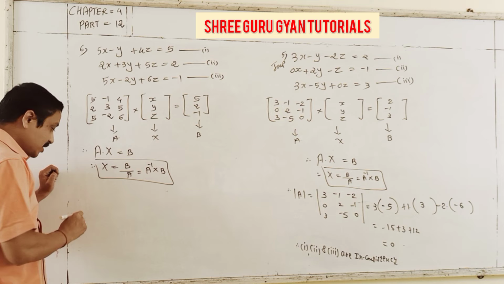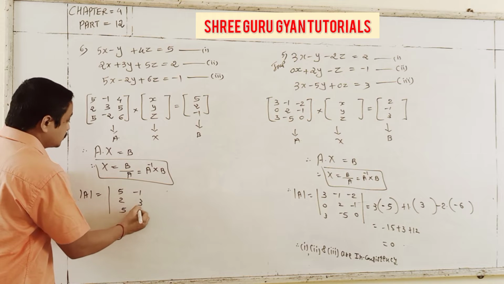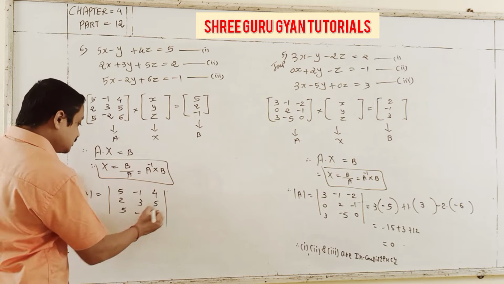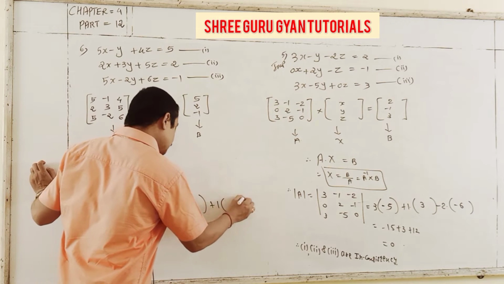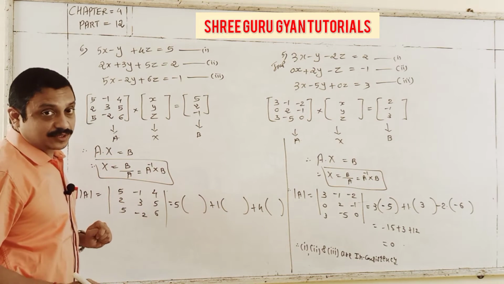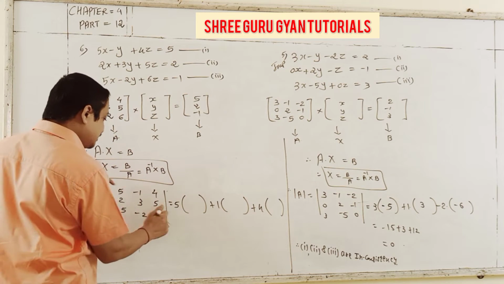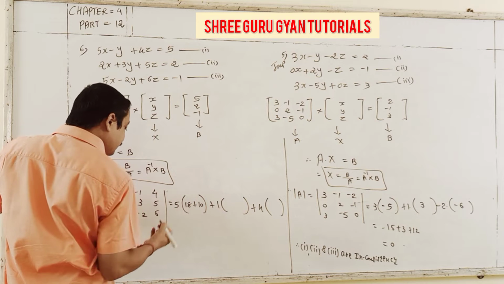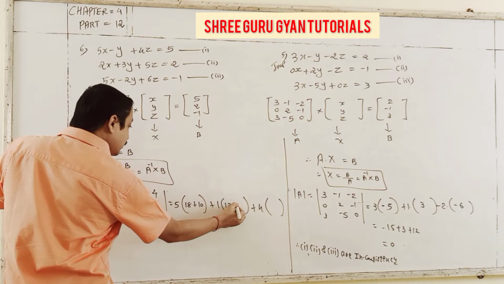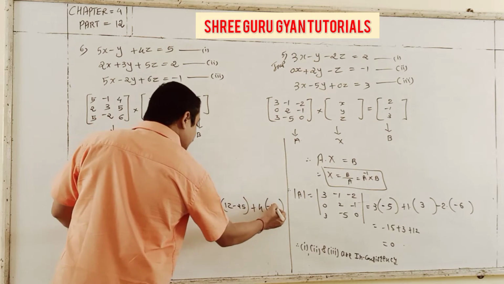And now the determinant A, I just check. 5 2 5, minus 1 3 minus 2, and 4 5 6. Students, just calculate here 5 plus 1 and plus 4. I calculate and check whether determinant A is 0 or non-zero. Here if you take 5, then 6 3 is 18 plus 10. 6 3 is 18 and 5 2 is 10. Next, students, 6 2 is 12 minus 25. And last minus 4. 2 2 is 4 and 5 3 is 15.